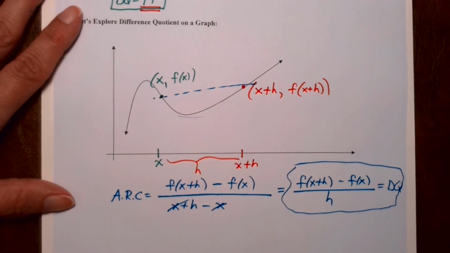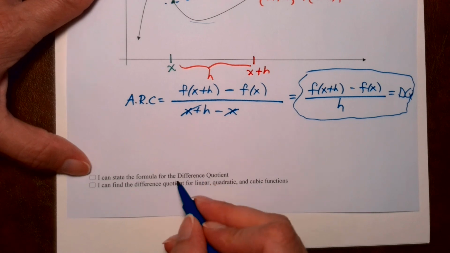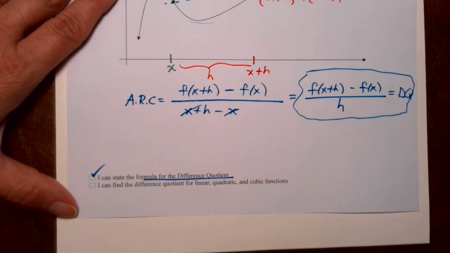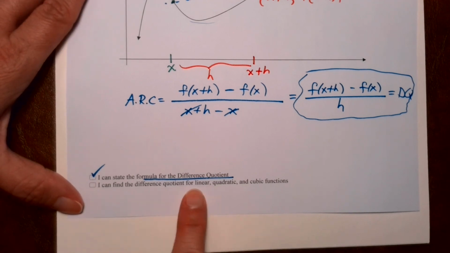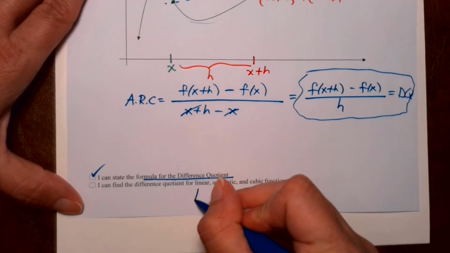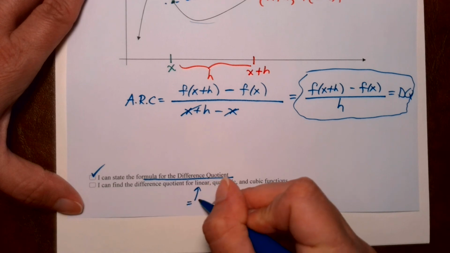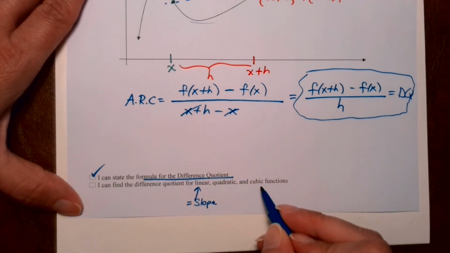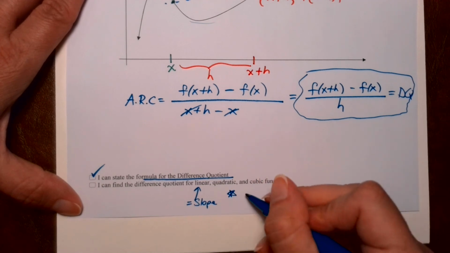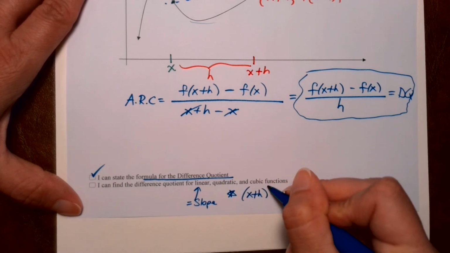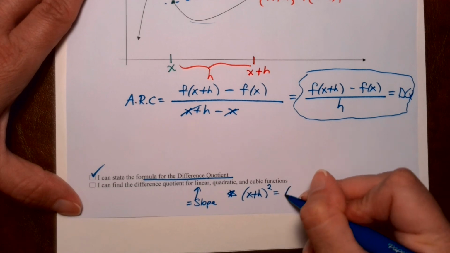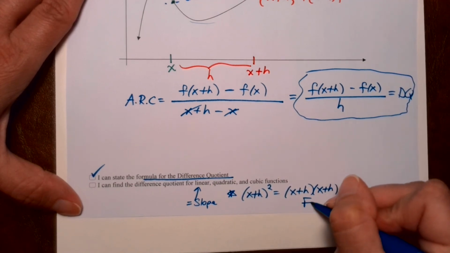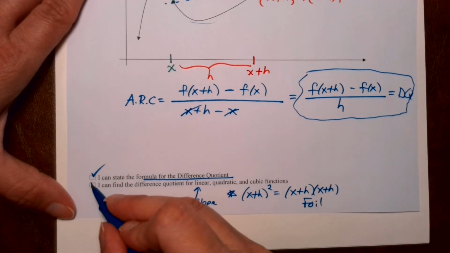Oh, that's awesome. Can you state the formula for the difference quotient? You have to know that formula to be successful. I can find the difference quotient for linear. Remember, if it's linear, it's going to equal the slope. I can find it for quadratic and for cubic. And let's just make a note here that x plus h quantity squared, you should write as x plus h times x plus h, and then you should FOIL it out. Great job, guys.